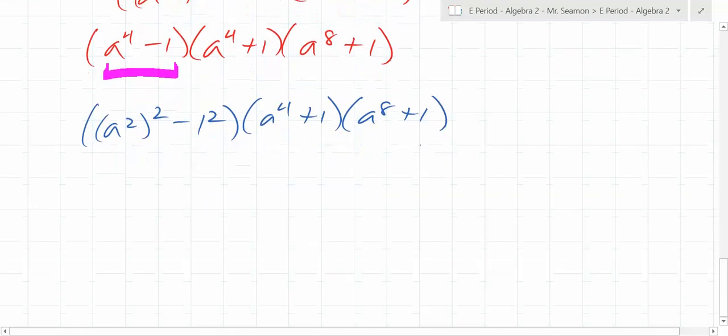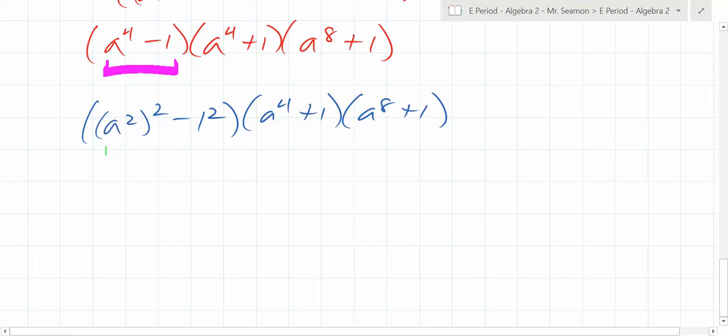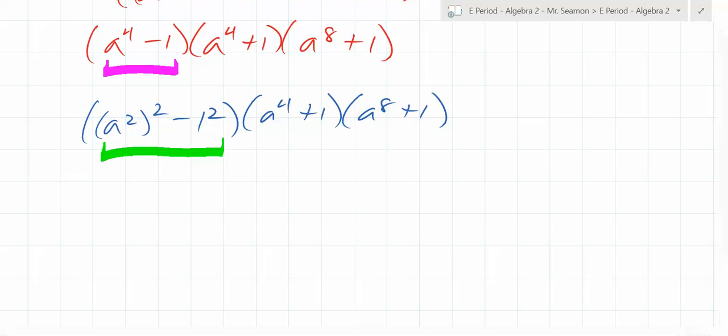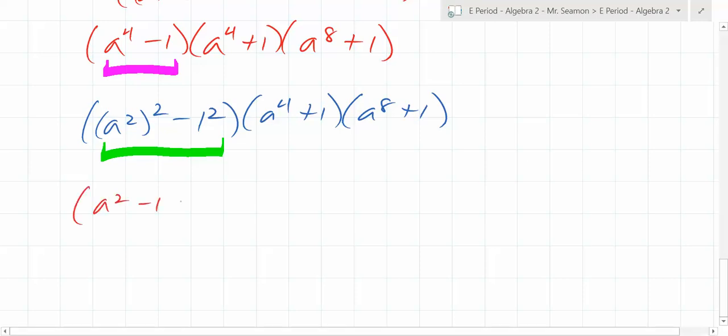Oh, what is this one? What is this one, Nick? What does this one factor into? That's the difference of squares, the green right there. So what does that factor into? That could be a squared. Yep. Times a squared minus 1. Yep. Minus 1 times b squared plus 1, and then you still have the rest of it, right?